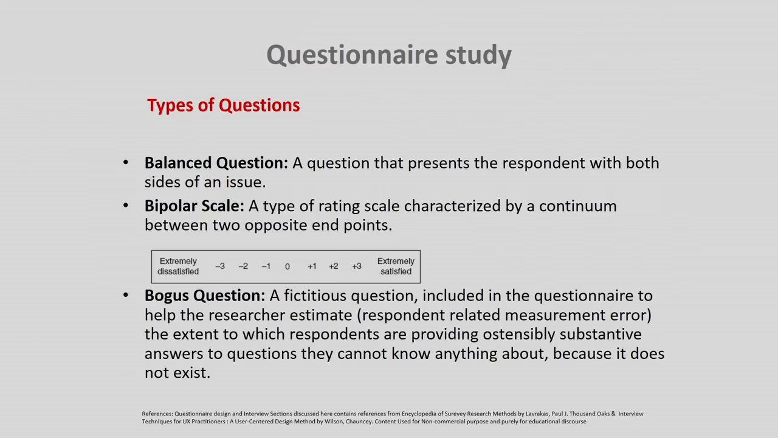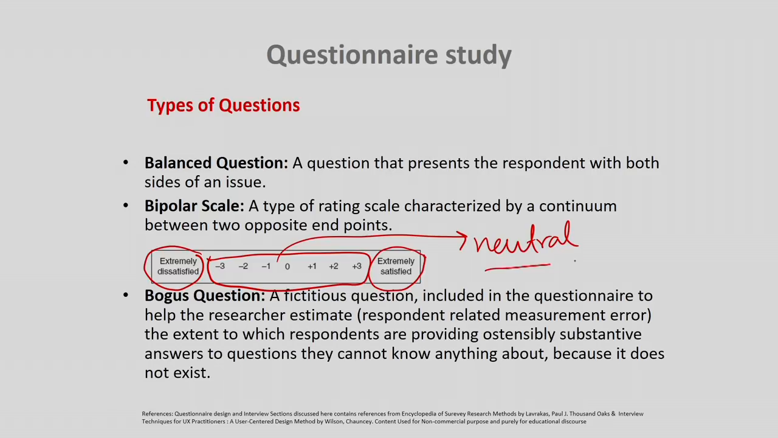Bipolar scales, a type of rating scale characterized by a continuum between two opposite ends. What do you mean by a continuum of two opposite ends? You see, these are the opposite ends: extremely satisfied and extremely dissatisfied, and there are the ratings, where 0 stands for neutral, right? This type of scale is called a bipolar scale.